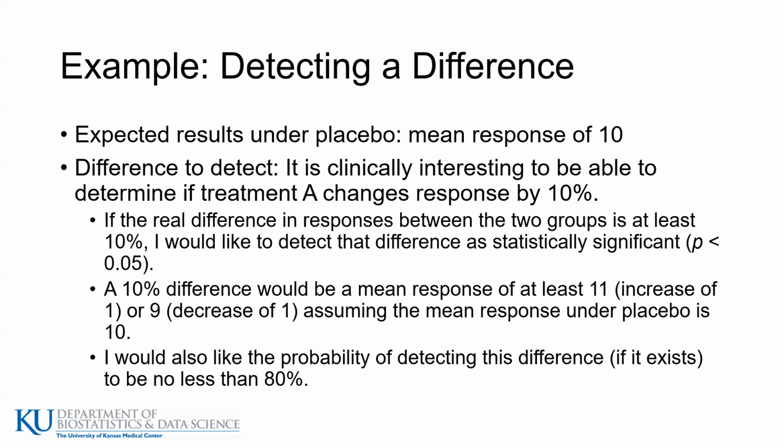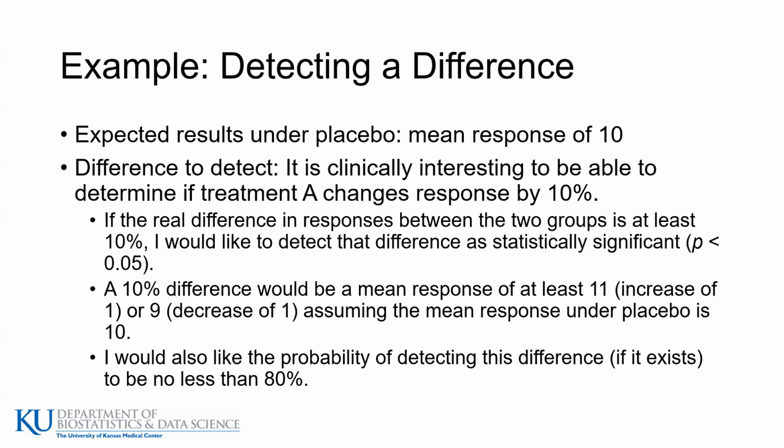Here we need some either estimate or some level that we expect the results to be given the two treatments. So if we expect the results under a placebo to be a mean response of 10, we want to ensure that we're recruiting enough subjects to be able to determine if treatment A changes the response by 10%. So we need to do a little bit of math oftentimes to determine this.